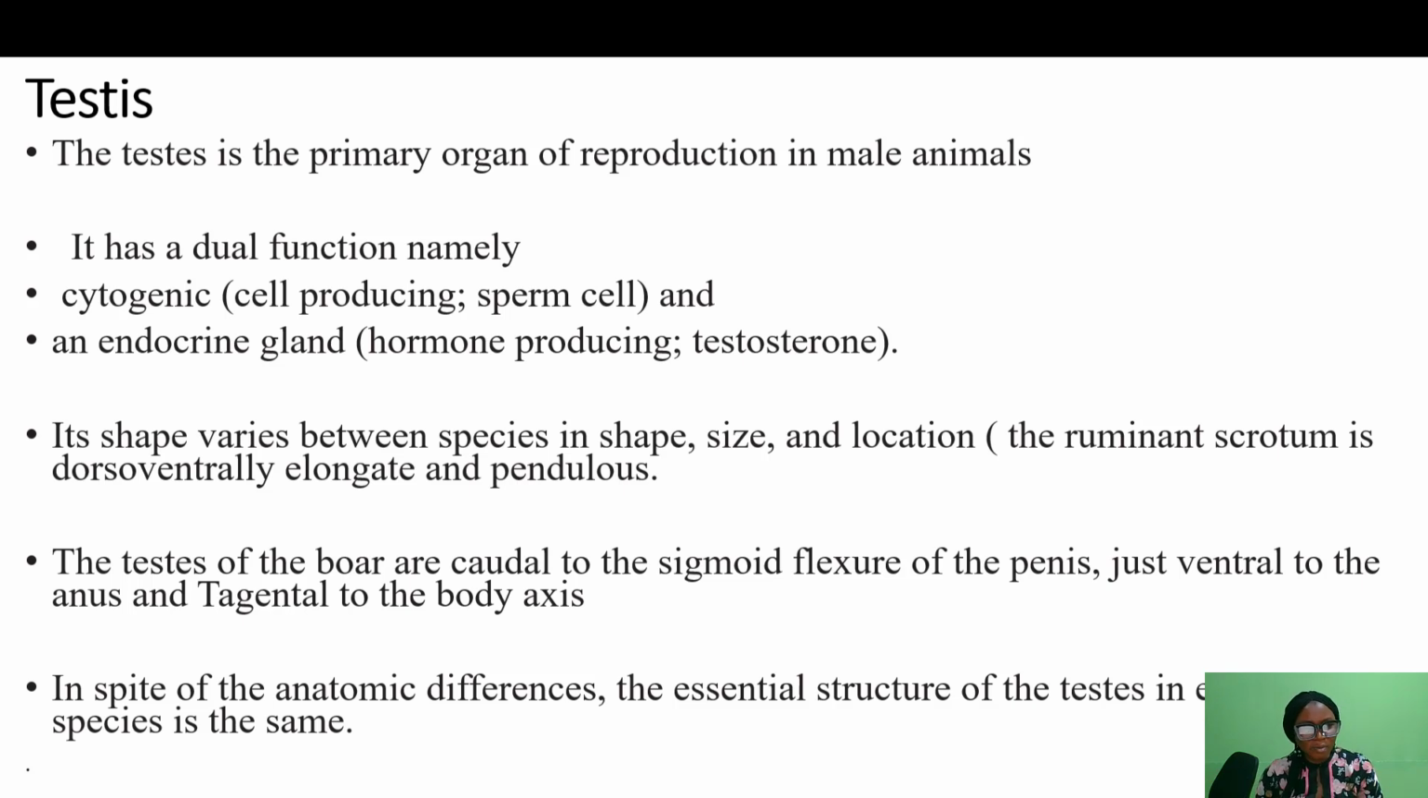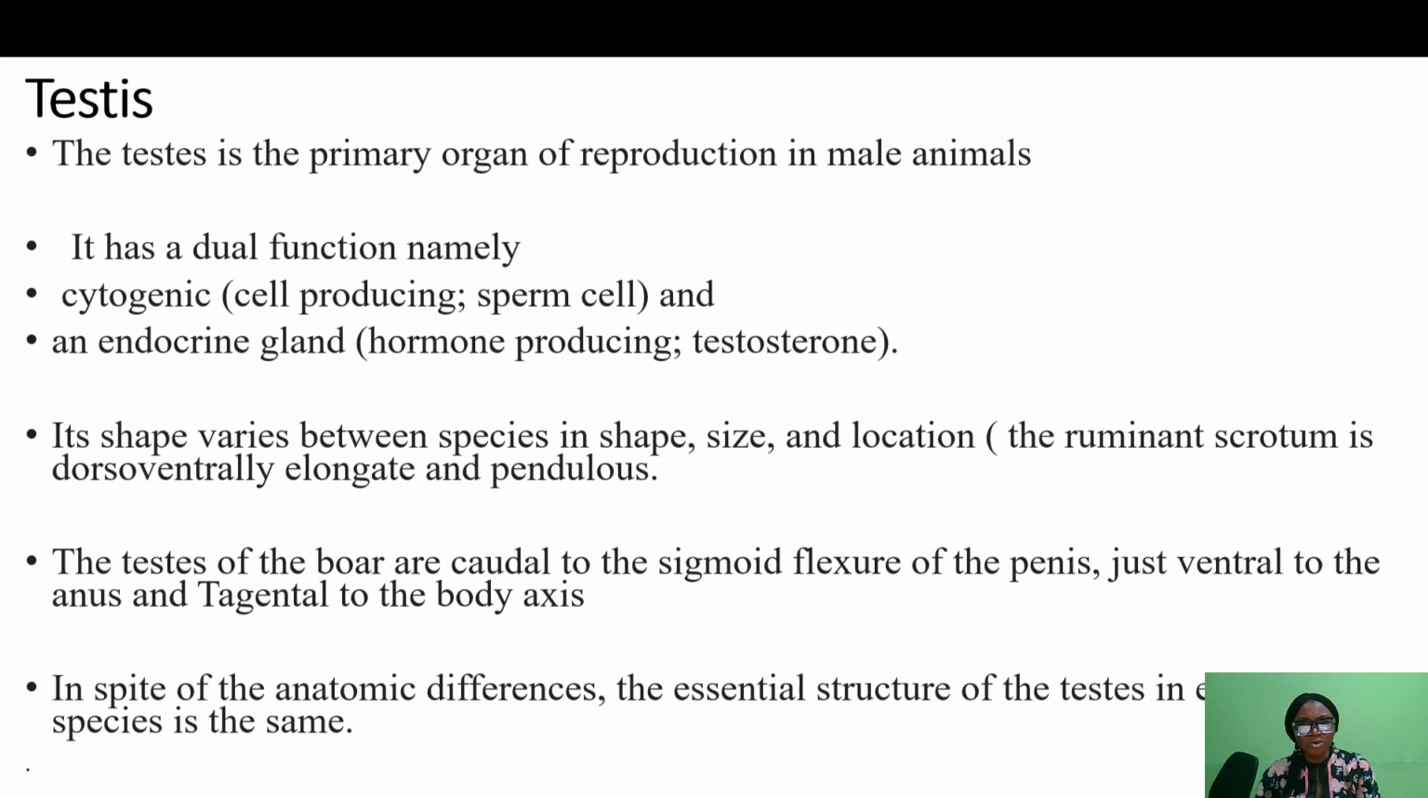Another thing that we should note about the testis is that the shape and size vary from species to species. In ruminants, if you are very observant, the testis is pendulous and elongated. That is, it swings from side to side. In boar, it is ventral to the anus and tangential to the body axis. That is, it is attached across the body axis, and it is not pendulous.